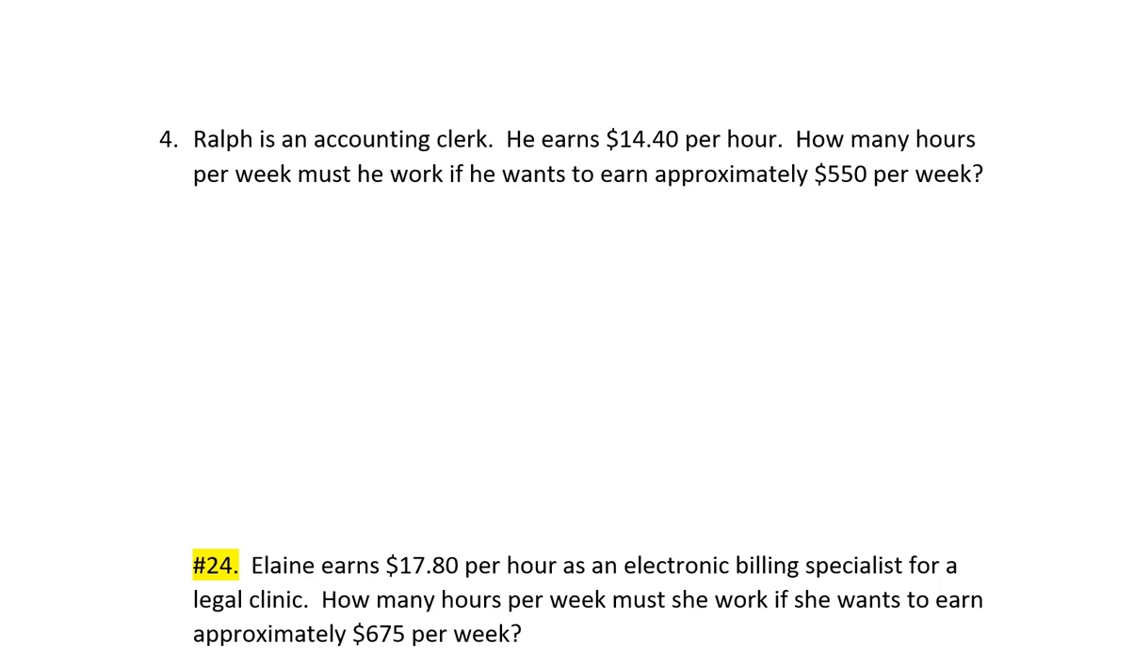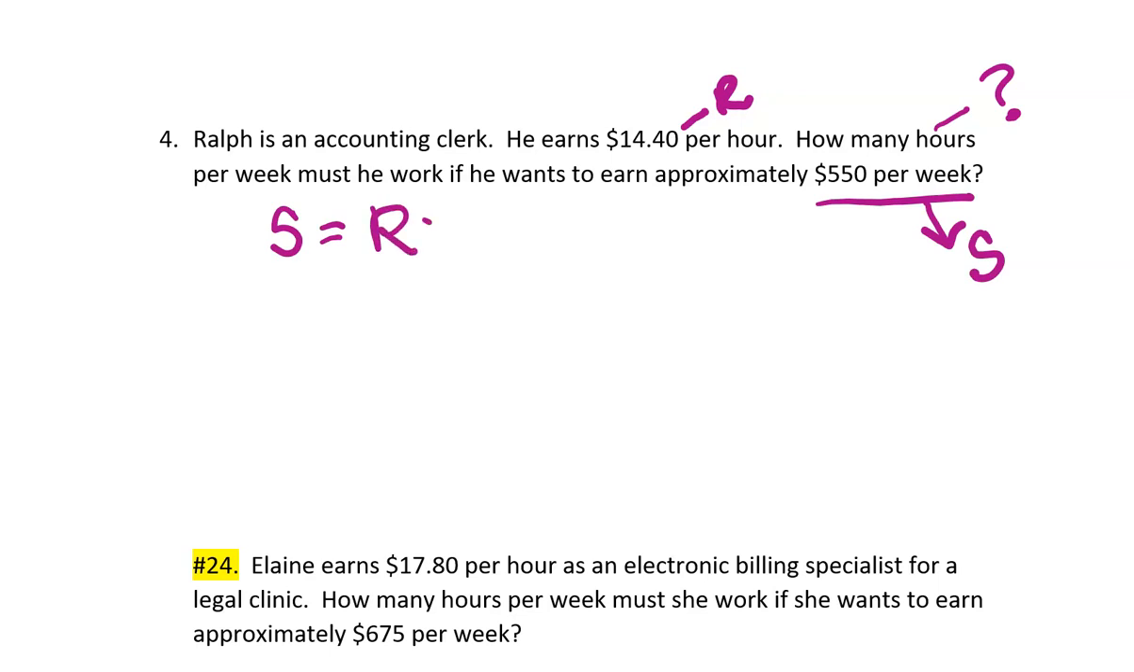So you have to figure out what you have and what you need. This time his rate per hour is $14.40. How many hours? We don't know. But the actual wage per week is $550. So this part right here is your straight time pay. If we follow the formula, straight time pay equals rate times number of hours, we're going to put in those things that we know.